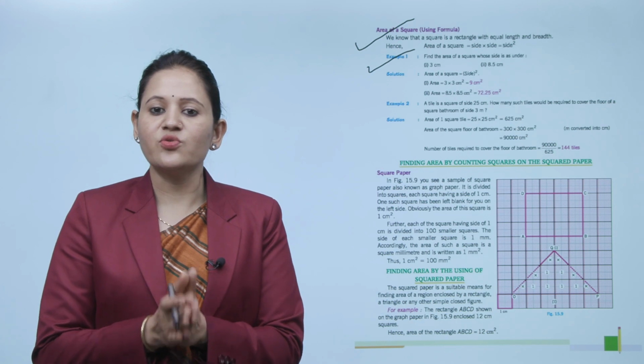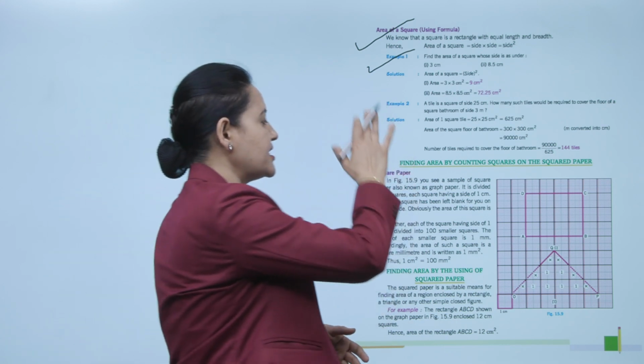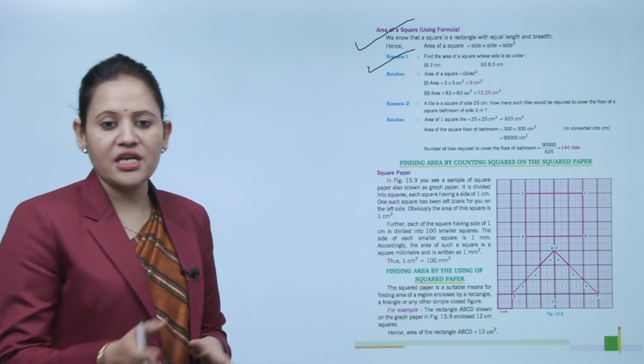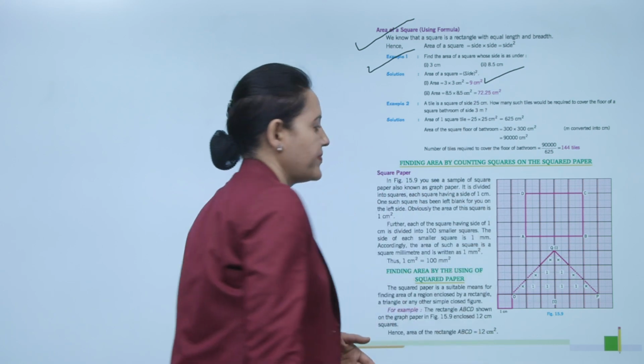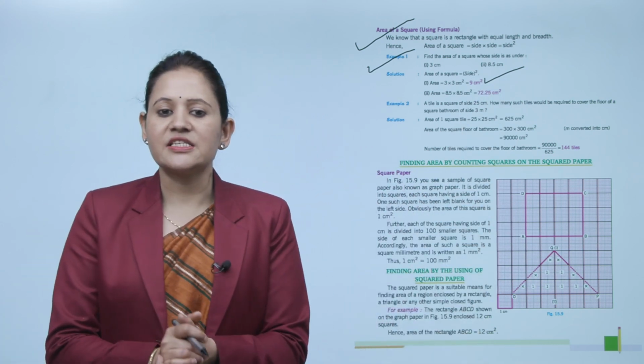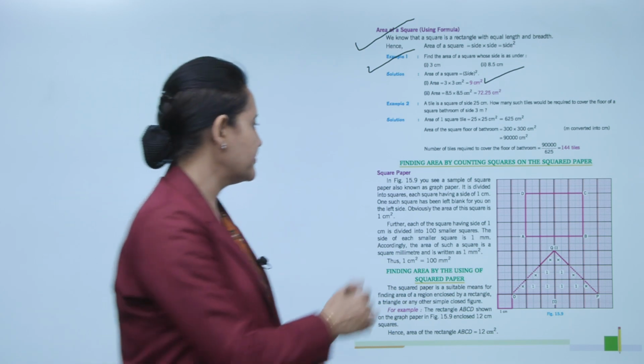Find the area of a square whose side is 3 centimeter. So the 3 centimeter side is given. As we know, area of square is side square, 3 into 3, that is 9 centimeter square. Clear? Next is finding area by counting squares on the square paper.